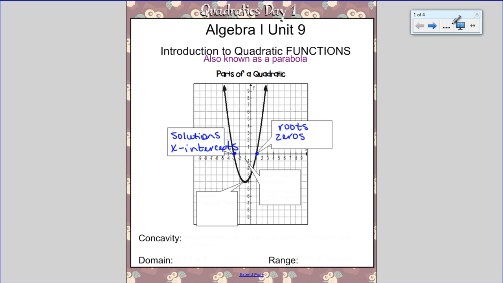Sometimes when you're asked to solve a quadratic, somebody will just say, what's the solution? Sometimes they'll ask, what are the roots of the quadratic? Sometimes they ask for the zeros, but they all mean the same thing. They are the points where your quadratic crosses the x-axis, and there are usually 2. Sometimes there's only 1, and sometimes there aren't any at all. There should never be more than 2 if you're dealing with a quadratic, but there could be 0, 1, or 2.